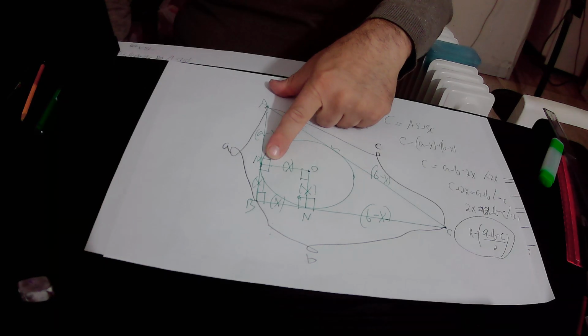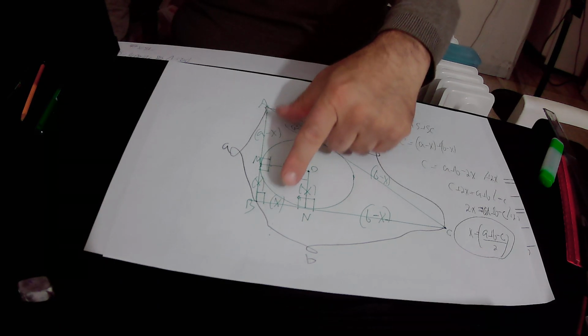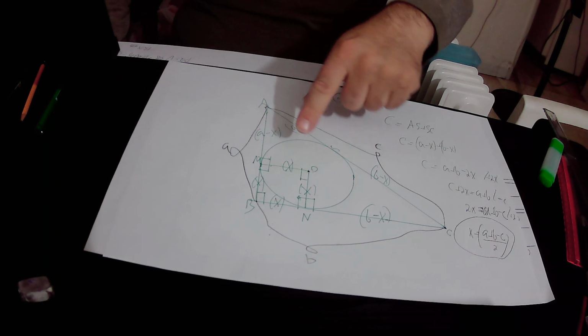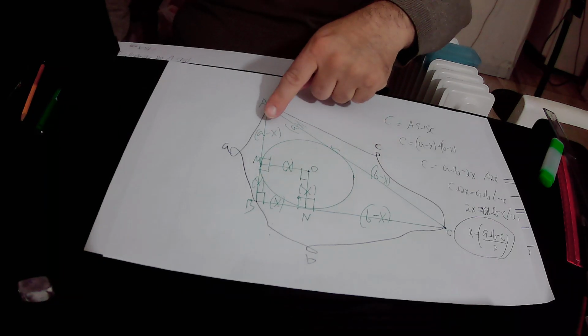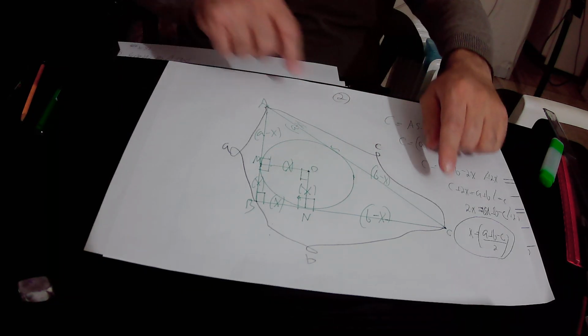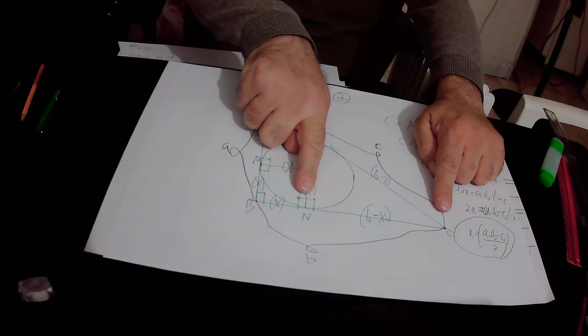Here AM equals AB minus MB. That is to say, AM equals AB, that is A, minus MB, that is x. So in total, AM equals A minus x. Then we found out the length of this line segment, CN.